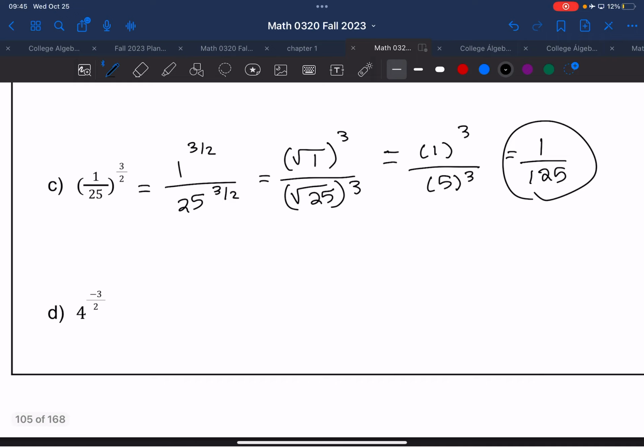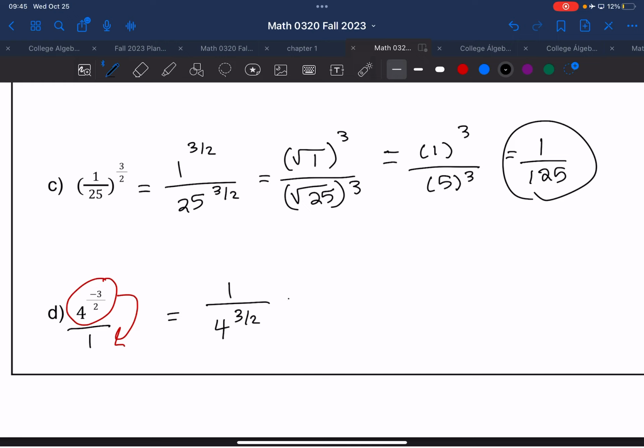Part D, what do we notice about our exponent? It's negative. How do we get rid of a negative exponent? Move the whole problem to the denominator. So this whole thing is going to be moving down. So that means I have 1 over 4 to the positive 3/2. I got rid of that negative power.